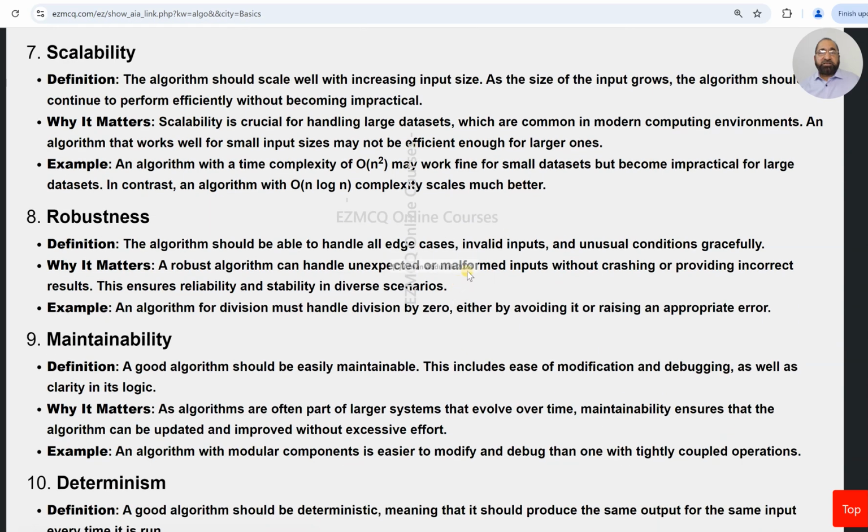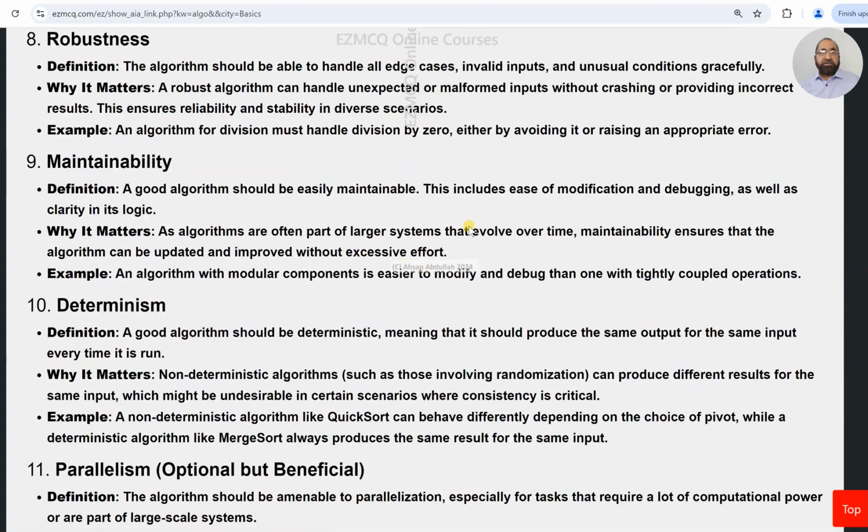And robustness, that is handling unusual conditions, and there could be conditional statements which take care of it. And of course, it is desirable to be maintainable. That includes ease of modification and debugging, which is comparable to the prior point which we've already discussed.